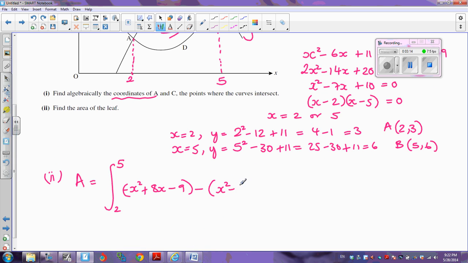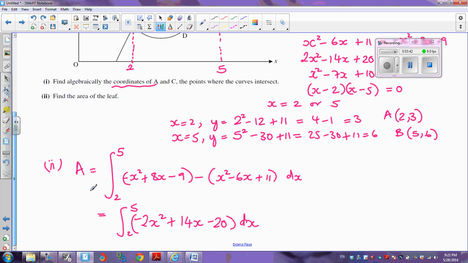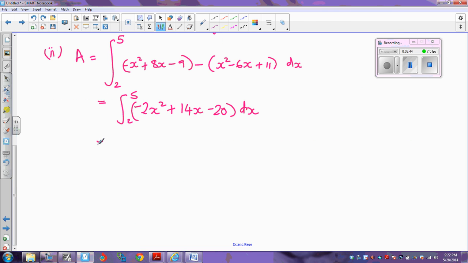So x squared minus 6x plus 11, and we can simplify that and work it all out as a single integral. So that becomes the integral from 2 to 5, minus 2x squared plus 14x minus 20, and that's with respect to x. Right, let's get integrating.